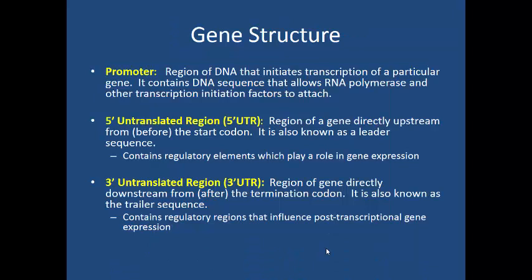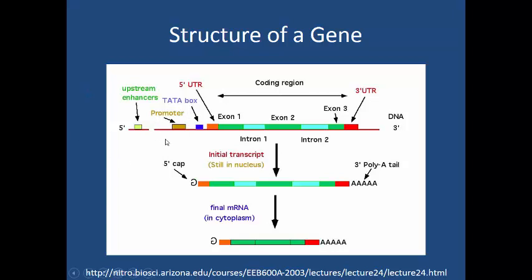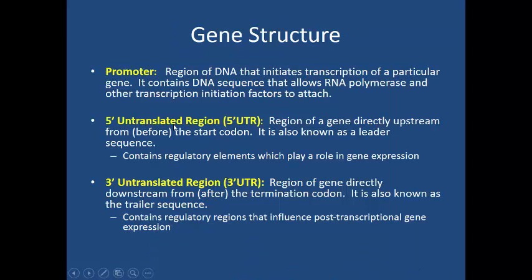So I showed on that slide a picture of some of the different elements of the gene, so I'm going to give you some formal definitions of those now. You'll notice that I showed you the promoter region here, this little brown box. Promoter is a really important region. Again, it's a regulatory region. It's the region of DNA that initiates transcription of a particular gene. And it contains DNA sequences that allow RNA polymerase and other transcription factors or proteins to attach and initiate or repress the transcription of that gene.